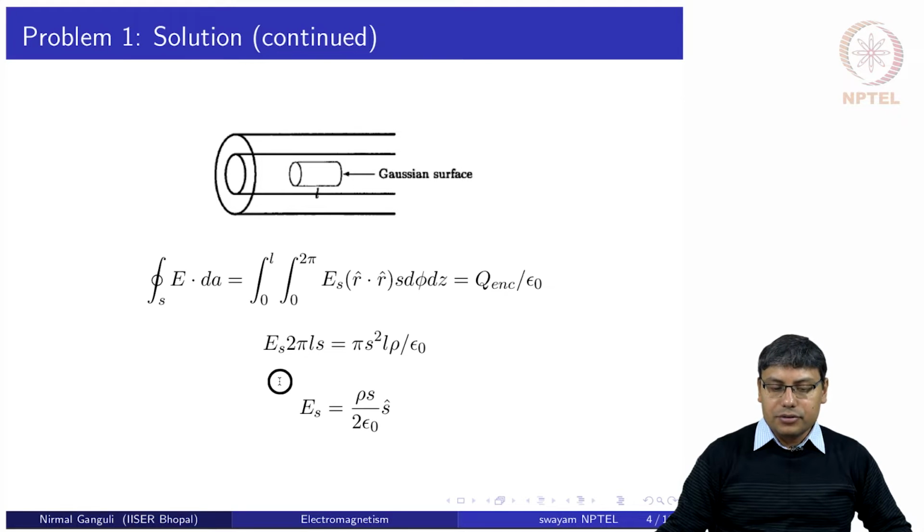If we work this out, we will find the S component of electric field multiplied by 2 pi L s gives pi s squared L times rho over epsilon naught. So, Es can be given as rho times s over 2 epsilon naught, and it is along the s-hat direction.